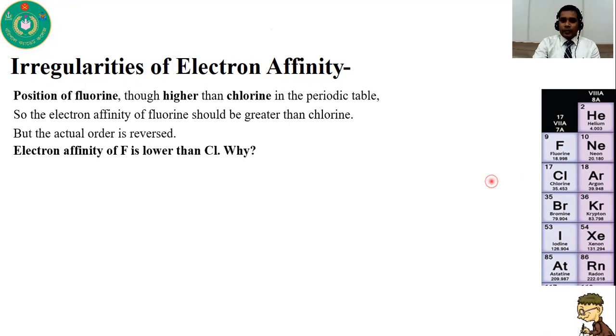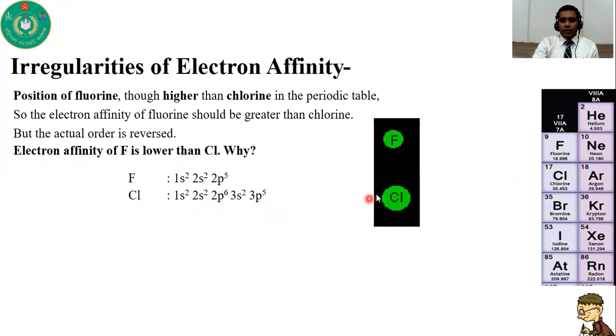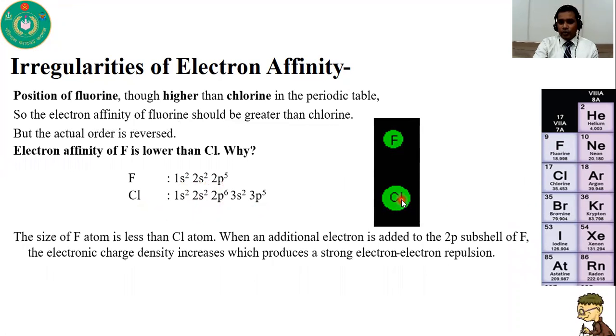Why? Because fluorine's atomic number is 9, so its electronic configuration is 1s2, 2s2 and 2p5, and in case of chlorine, its atomic number is 17, so its electronic configuration is 1s2, 2s2, 2p6, 3s2 and 3p5. The atomic radius of chlorine is greater than fluorine. So the size of fluorine is less than chlorine.